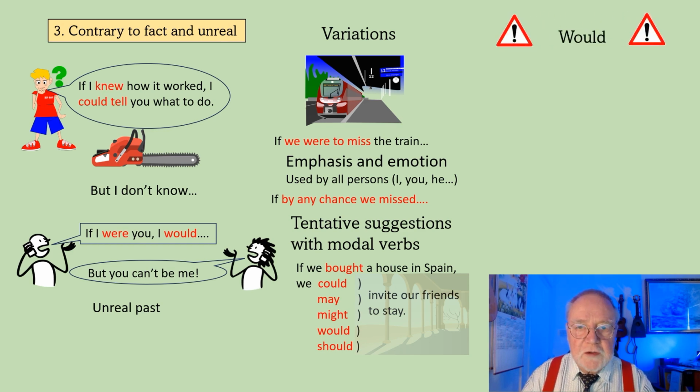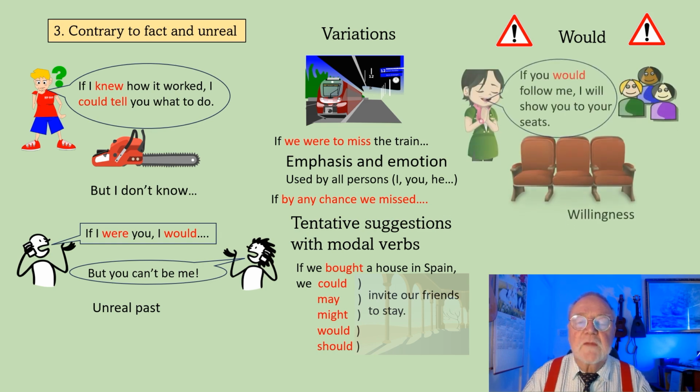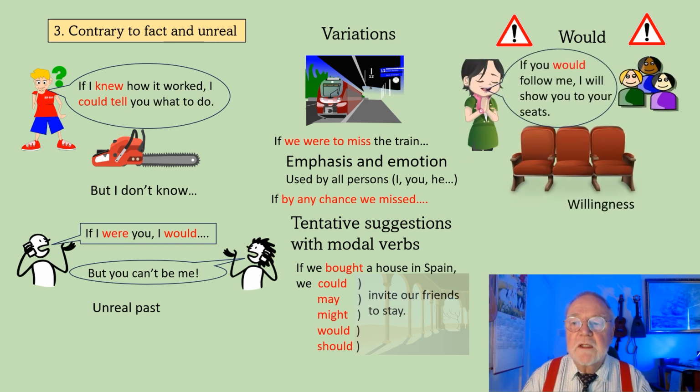As with the first conditional, let me give you a warning about using would in the if clause. If you would follow me, I will show you to your seats. Now remember, we said in the first conditional, it's willingness. You're asking the person you are talking to be willing to do something. If you would. So avoid using it because it can sound rather strange to English listeners.